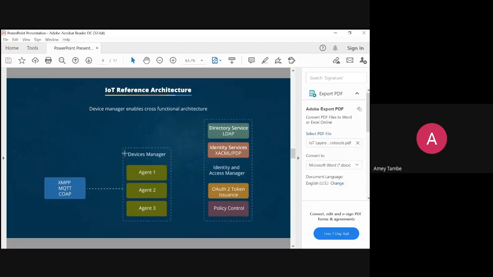So if we look at the identity and access manager, there are some services specific to the authorization or authentication category, meaning the security services. The first one is the policy control. Let's finish with the identity and access manager first, and then we'll deep dive into different protocols of IoT communication. In short, identity and access management is called IAM.